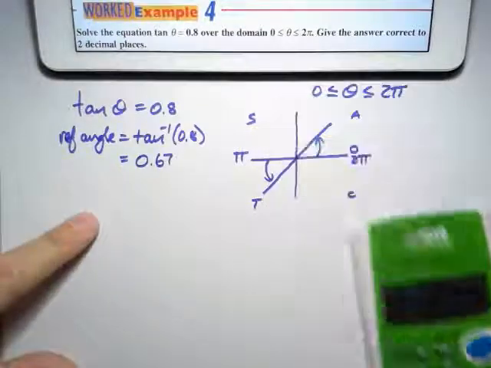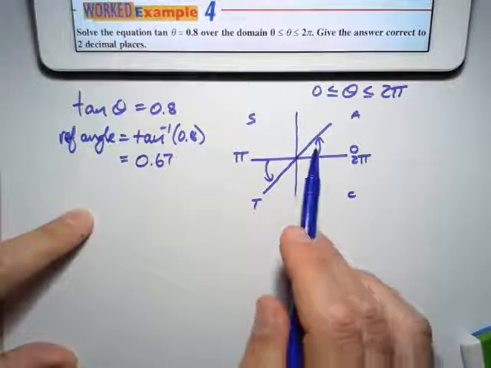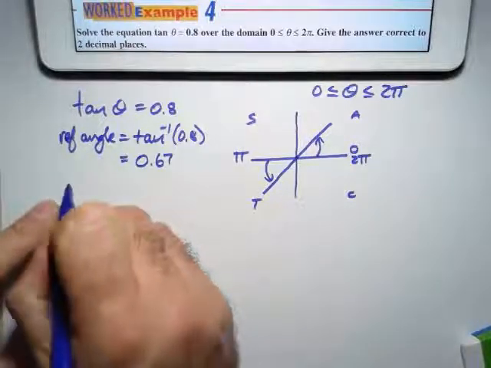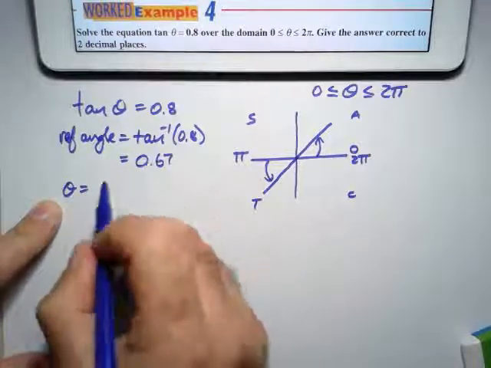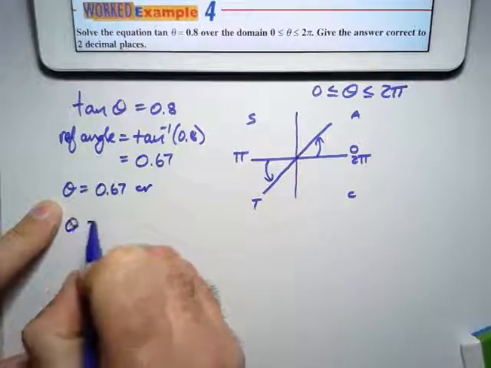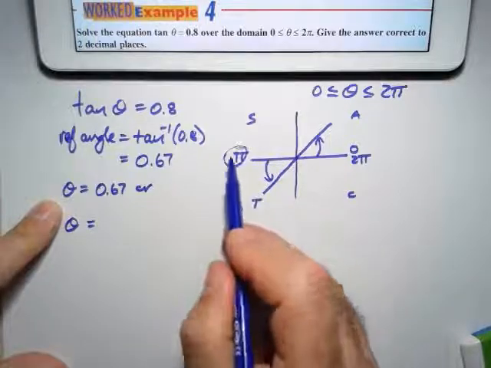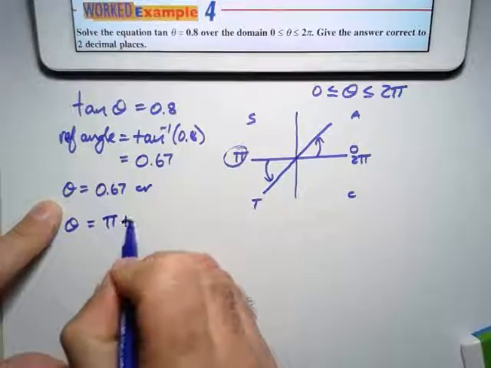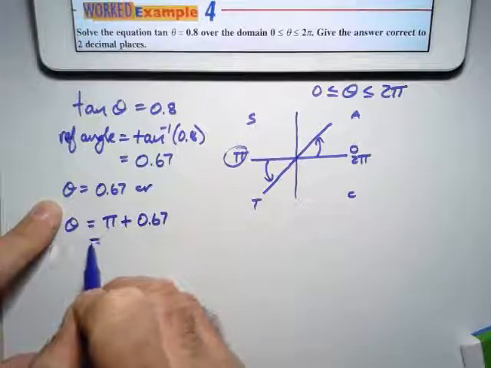That's the reference angle. It means that will be the angle in the first quadrant. Okay, so I'm going to say theta equals, first quadrant, it will be 0 plus this, which is 0.67. Or theta equals, in my third quadrant, it will be pi plus, and I go into the positive direction, 0.67.